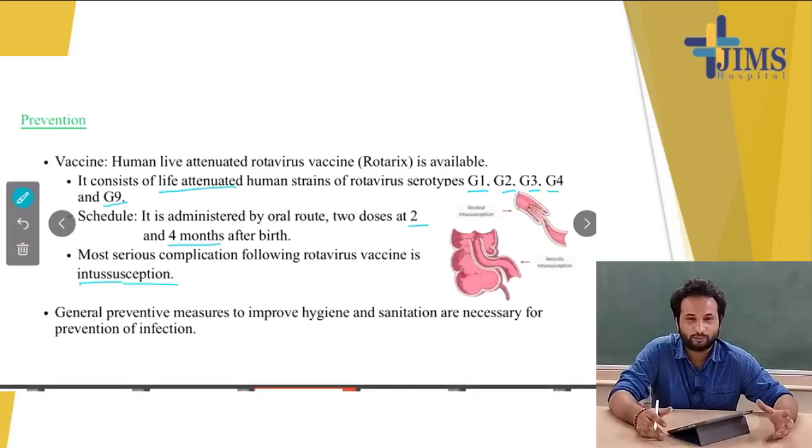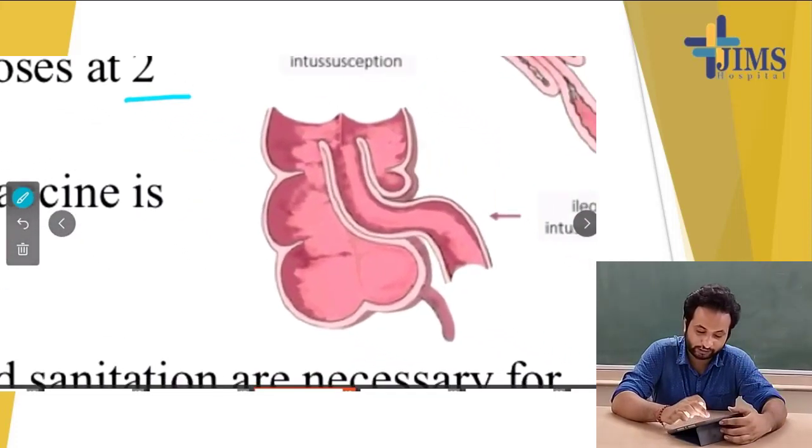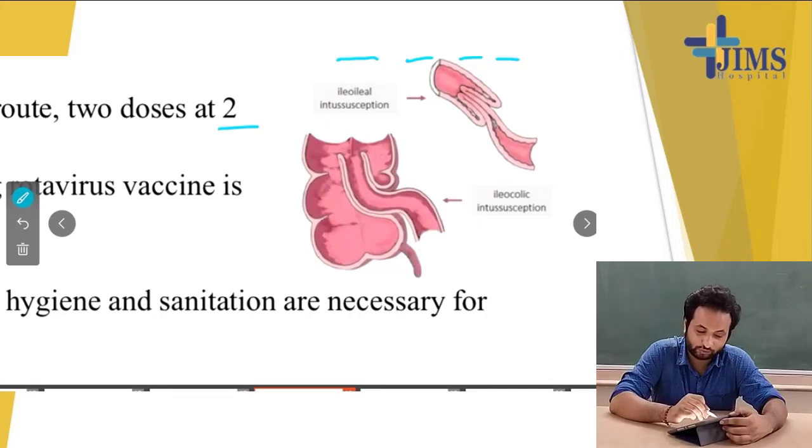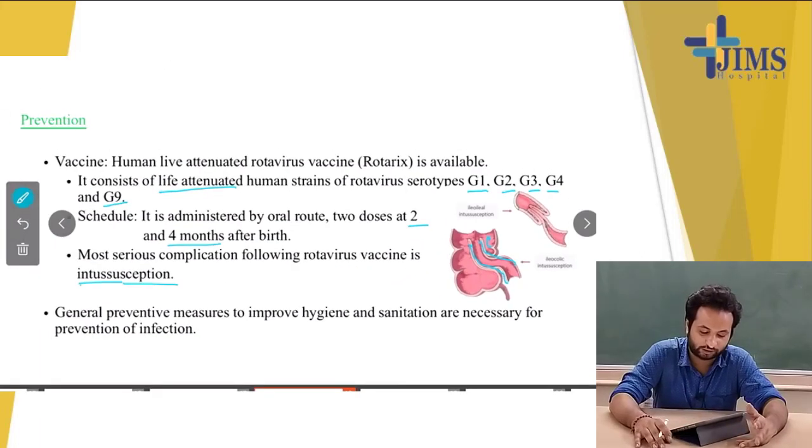In this, suppose this is your intestine, and a part of the intestine sometimes telescopes itself into the former part. So this is how it looks. This is your ileoileal intussusception, and this is your ileocolic intussusception. This part is getting telescoped inside the other part of the intestine. That is known as intussusception.